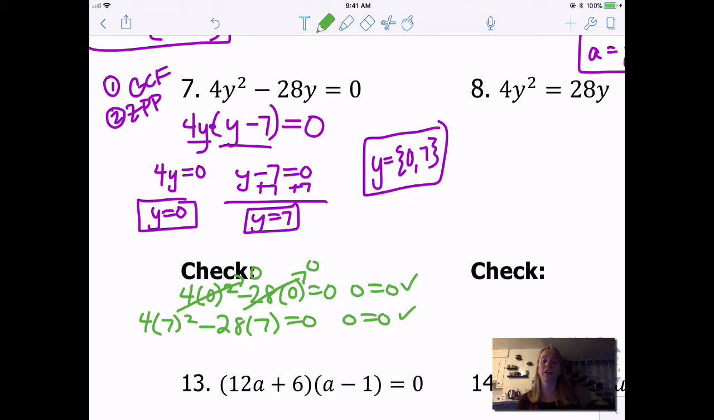Double check that in your calculator. Make sure you believe it. Type in 4 times 7 squared minus 28 times 7 is equal, and then hit enter. Make sure it equals 0.